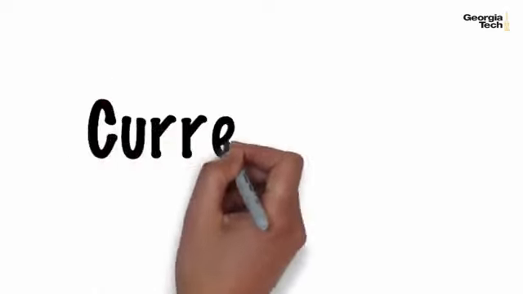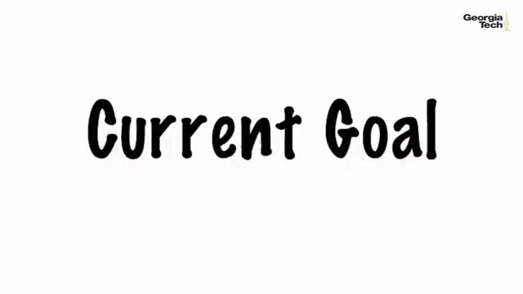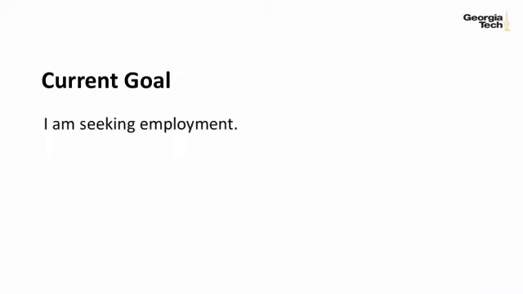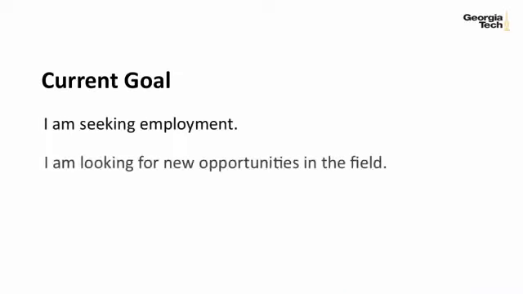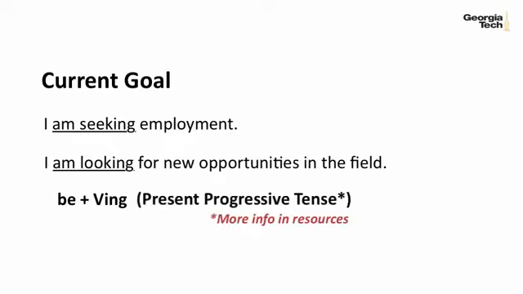Then, you will write your current goal. For example, I am seeking employment, or I'm looking for new opportunities in the field. You'll notice that in both examples, we use the be verb, followed by main verb in the ing form. In other words, both sentences are written in the present progressive tense.